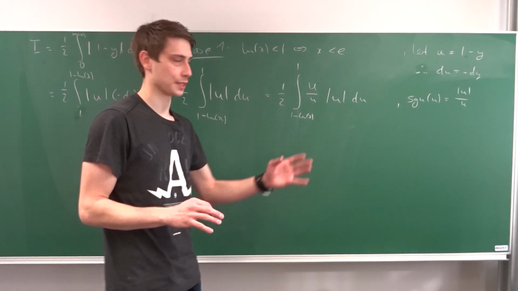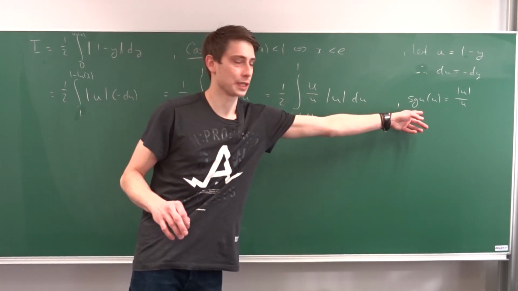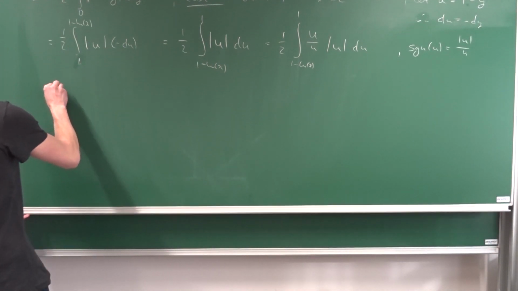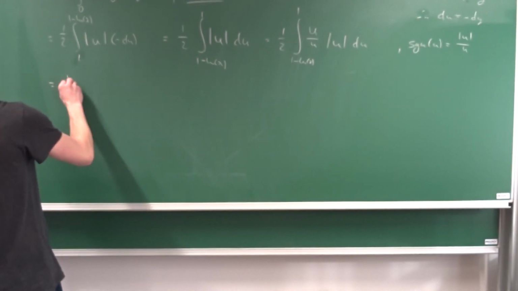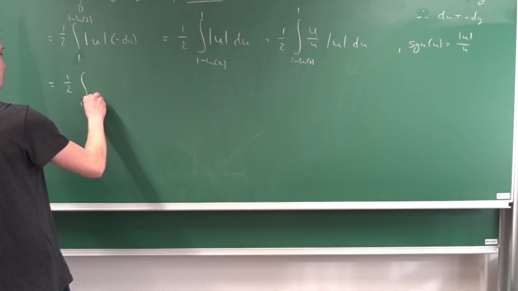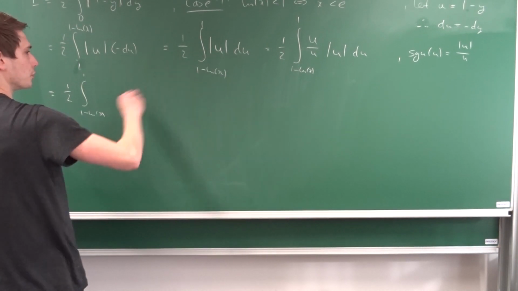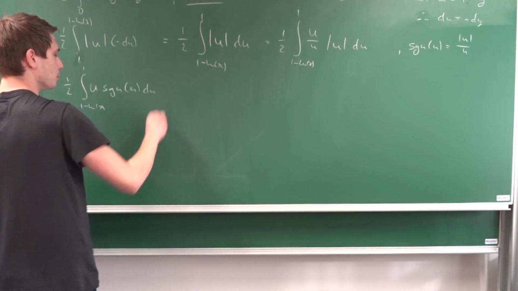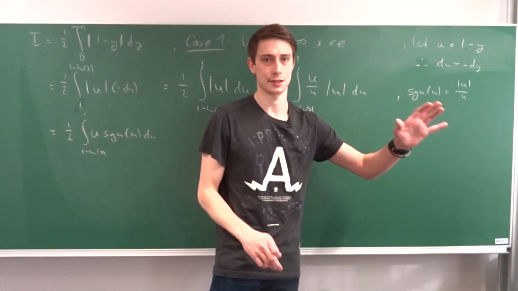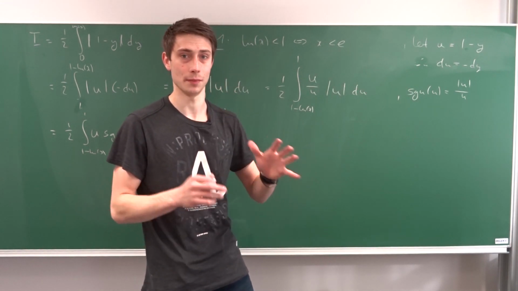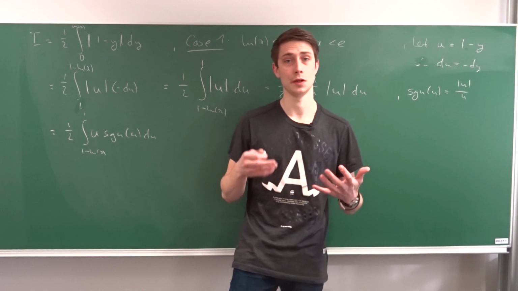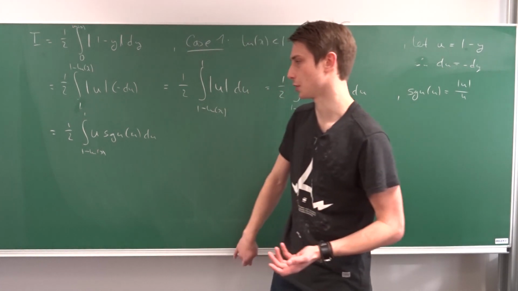I'm going to show you that this one has a primitive in a different video, at least on non-zero sets. So what we end up with is just 1/2 times the integral of u times the sine of u du. And the sine function just spits out the sign of some number. So that means the sine of -3 would be -1. That's what it does.